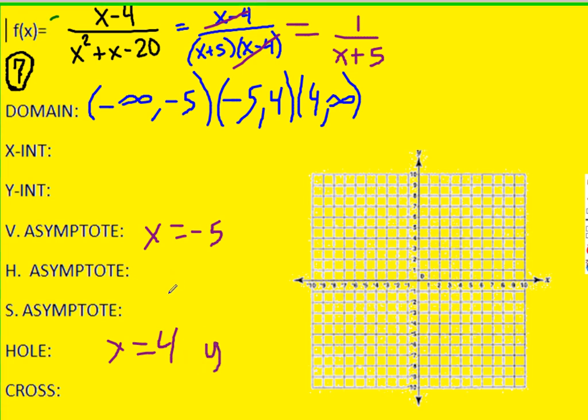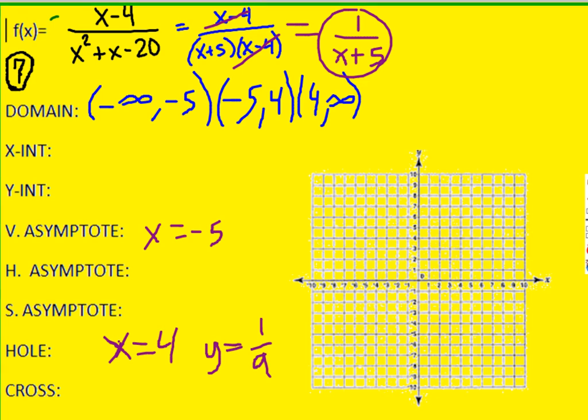And remember from the last example, we're going to have to eventually find a y value, so why don't we do that right now? The y value happens if I plug 4 into my new equation. Well, that's actually going to be really easy. The y value is 1/9. So there you already have a hole and a vertical asymptote with which to work in this problem. We also have to find an x and y intercept, so let's do that.